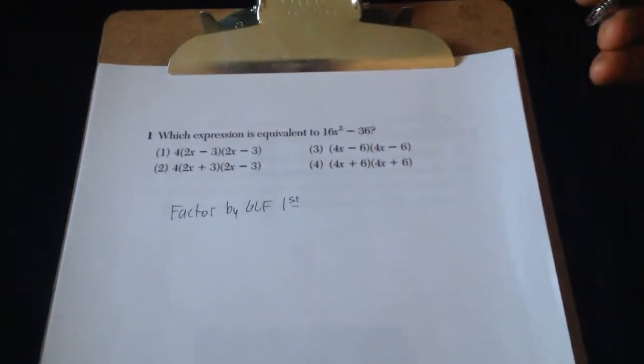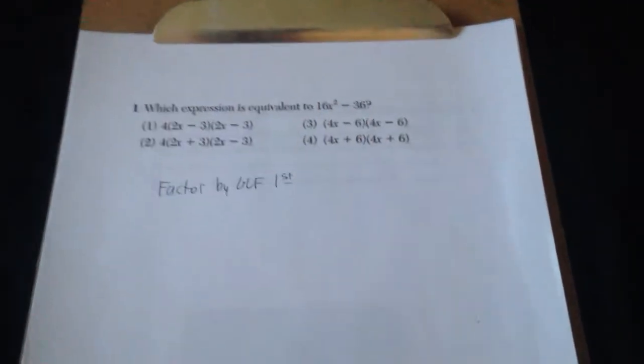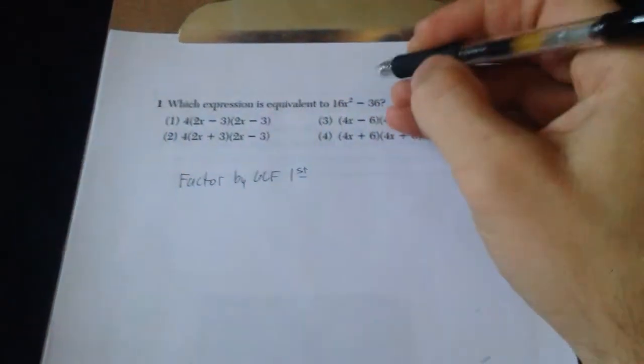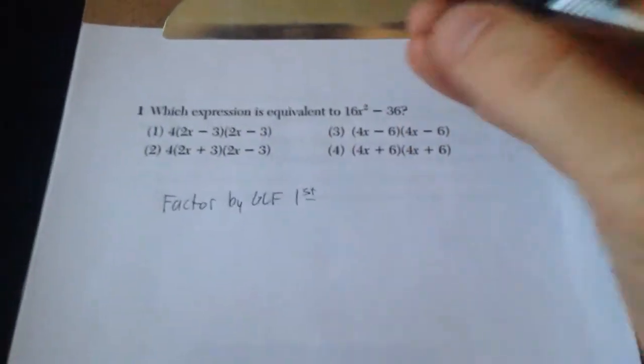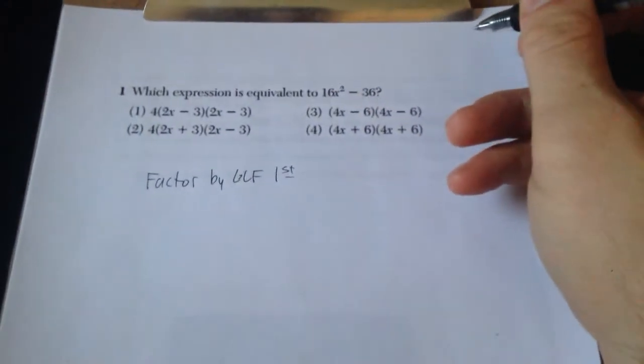In number 1, they want you to tell me which expression is equivalent to 16x squared minus 36. First of all, we're going to factor this by factoring a greatest common factor first.